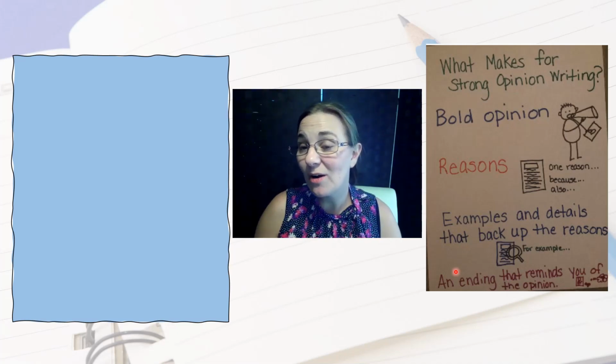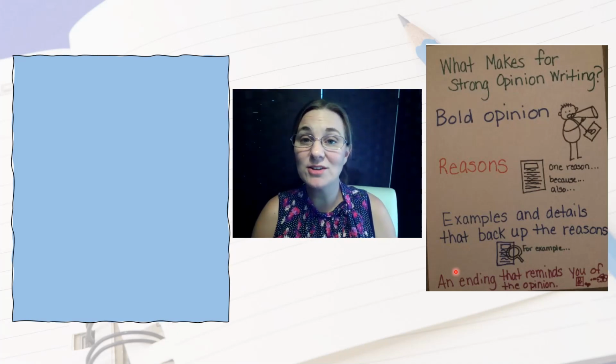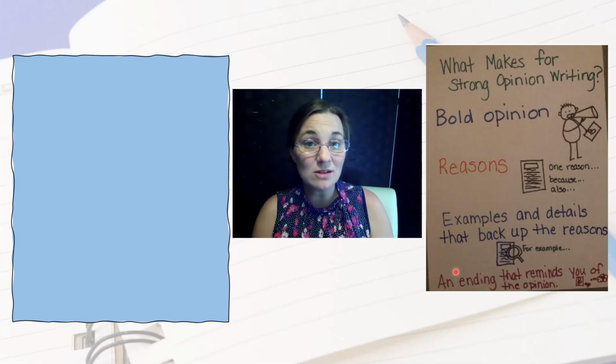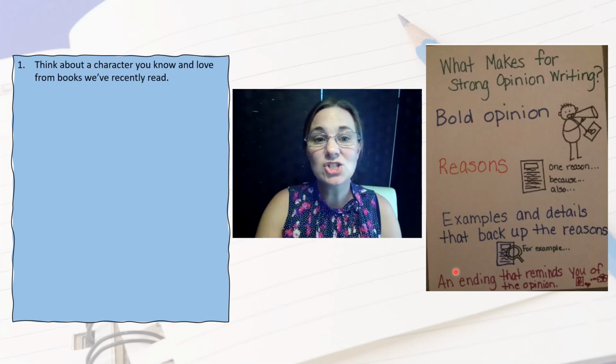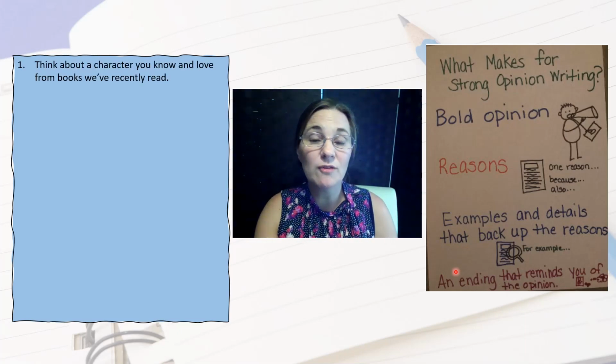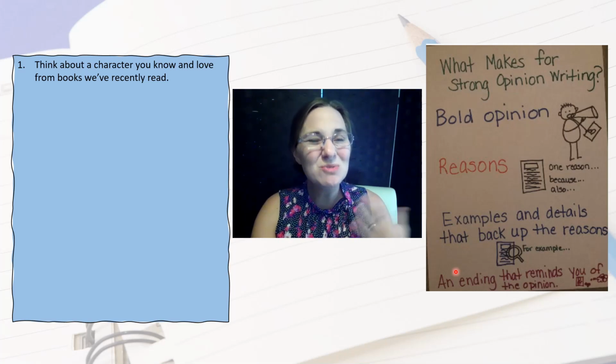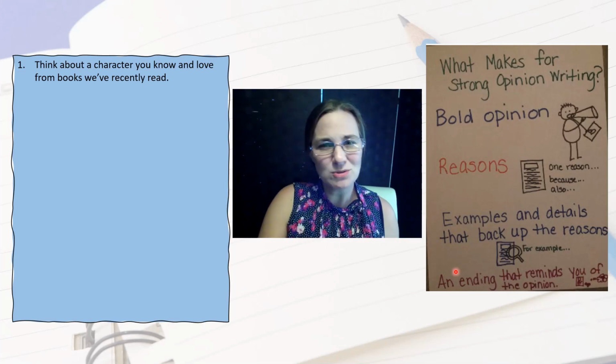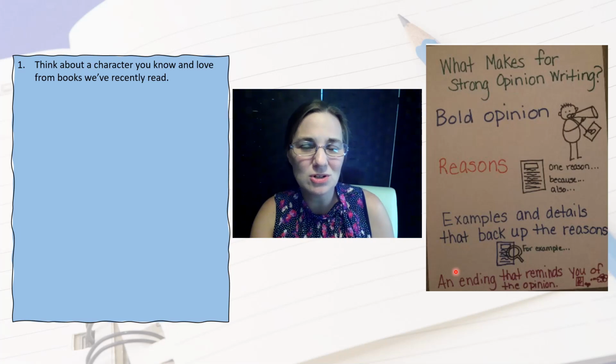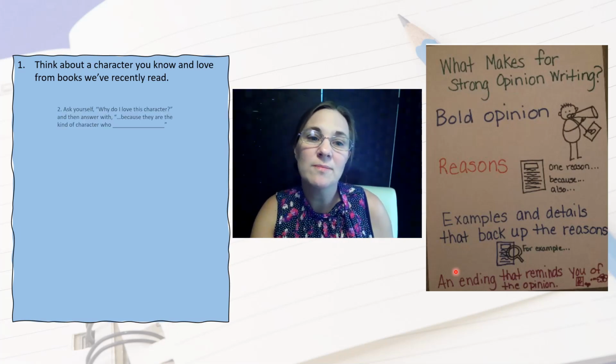Today, as we're uncovering our opinion about books by thinking about characters, there's a couple of steps you can follow to do this work. First, you're going to think about a character you know and love from books you've recently read. You don't want to write an opinion letter about a book you don't care about or a character you don't care about. You won't have a lot of reasons. So think about one that you love.